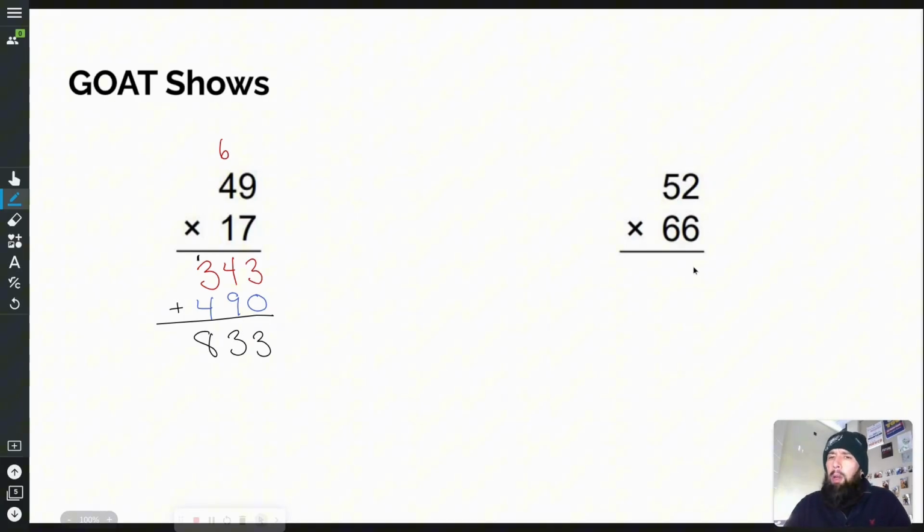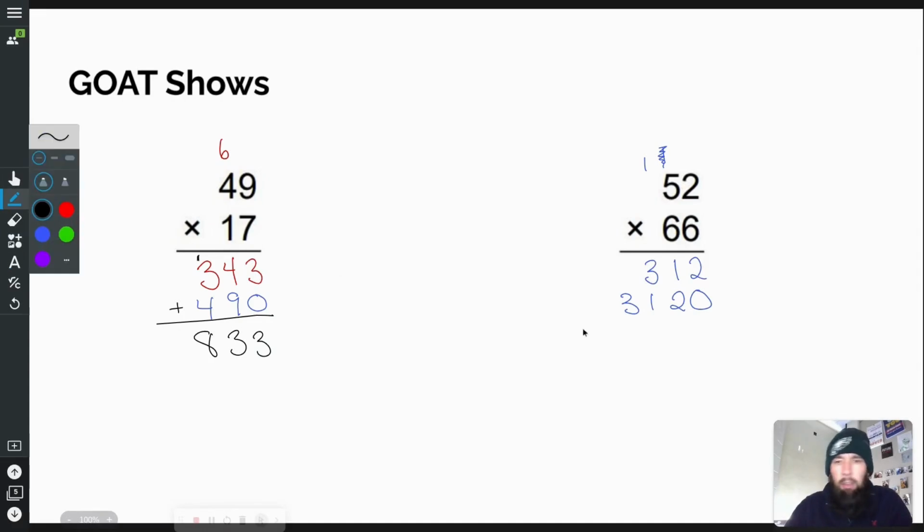6 times 2 is 12. Carry the 1. 6 times 5 is 30. 30 plus 1 is 31. Now, when you're done a row, if you want to cross it out, cross it out. That way, if you're using the same color pencil every time, you don't get confused. Okay? 6 times 0. 6 times 2 is 12. Carry over a 1. 6 times 5 is 30. 30 plus 1 is 31.